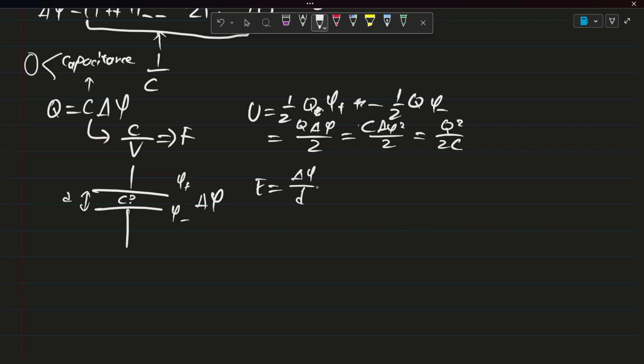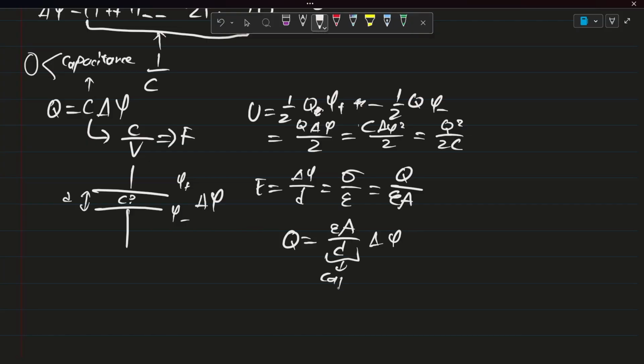And this electric field here could also be related to sigma over epsilon, where sigma is the surface charge density. So this would become Q over epsilon A. So now if we see here, we can actually get the relation of this capacitor again. It's Q equaling epsilon A over D of delta phi. And this is your capacitance for the parallel plate.